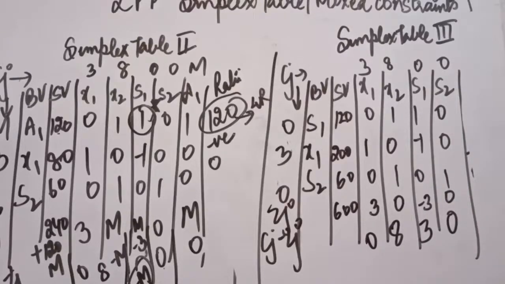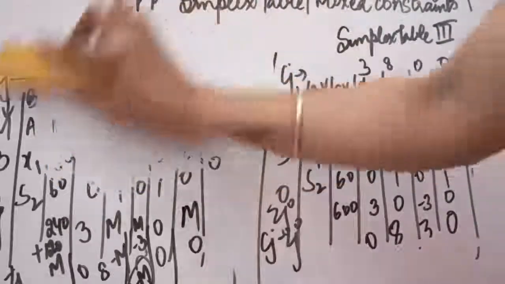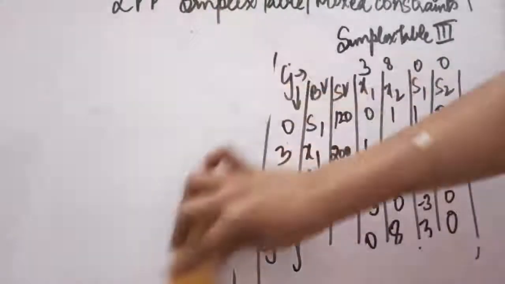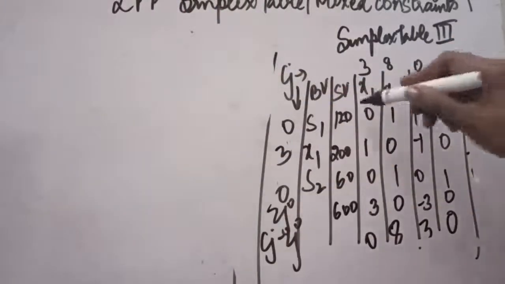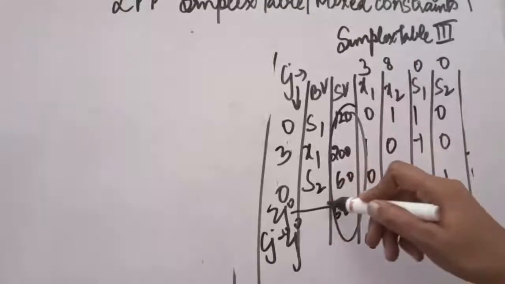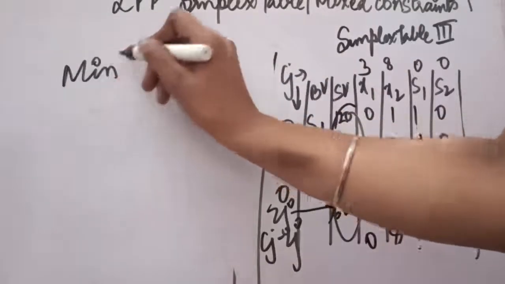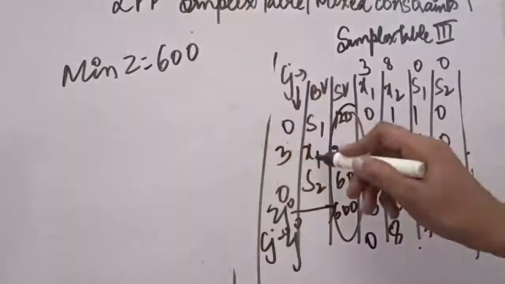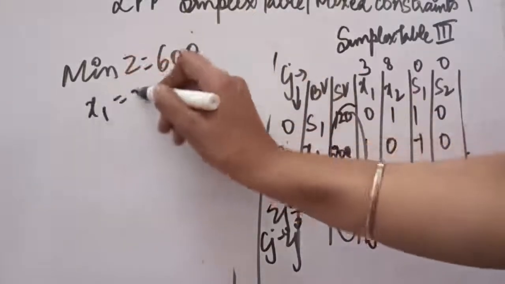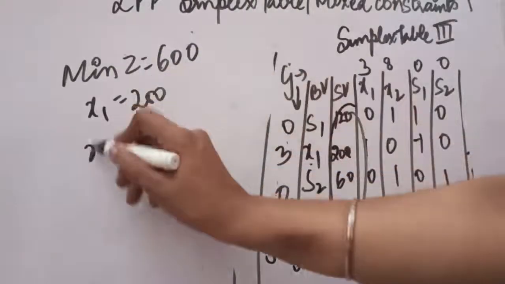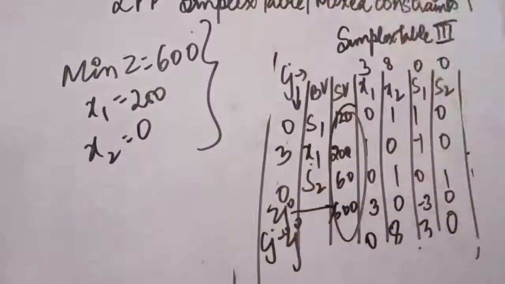Now before making the new table we have to check the Cj minus Zj row. This is a question of minimization. All the values have become 0 and positive, and there is no artificial variable in the basis also. So we can say that all the values in the Cj minus Zj row have become zeros and positives. So we have reached the optimal stage and the answer will be in the solution value column. In front of Zj, the answer of minimize Z will be there, that is 600. The answer of x1 is this, 200. x2 has not come in the table, so the answer of x2 will be 0. So this is how the mixed constraint questions are solved under the simplex table.